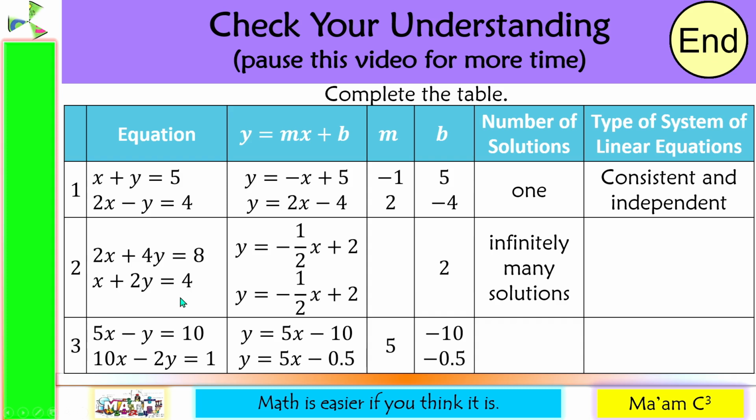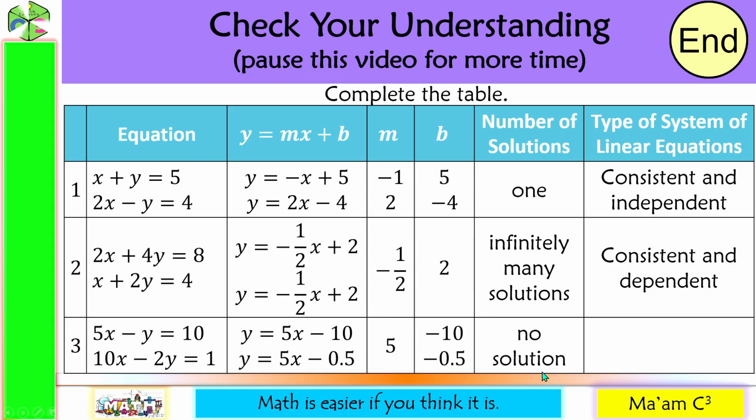For the second one, we are asked to determine the slope, and they are the same, which is equal to negative 1/2. Since we have the same slopes and same y-intercepts, we have infinitely many solutions. And this type of system is consistent and dependent. For the last pair, the number of solutions, since we have the same slopes but different y-intercepts, then it means we have no solution. This type of equations form parallel lines, and the type of system is inconsistent.